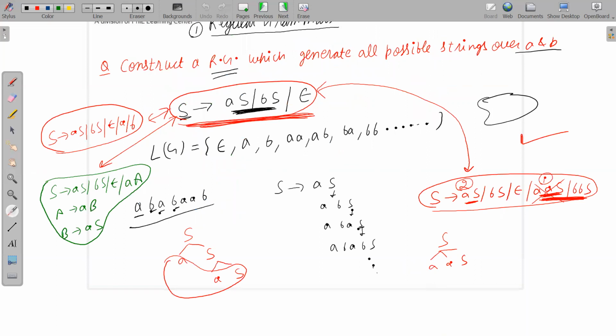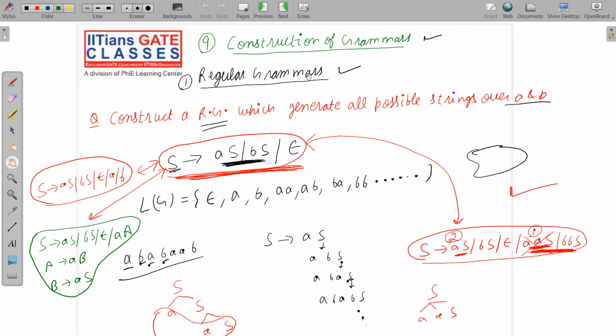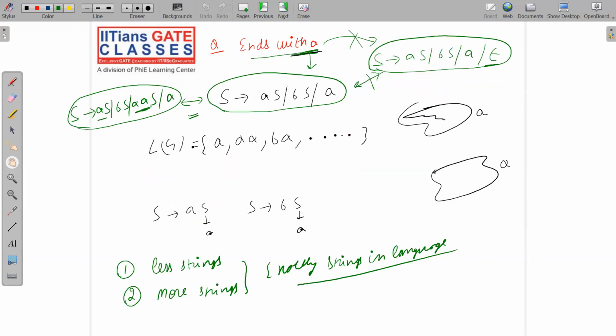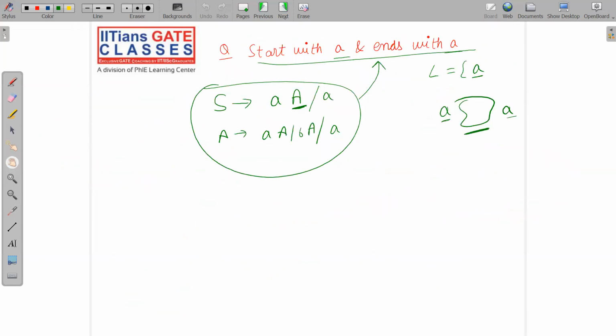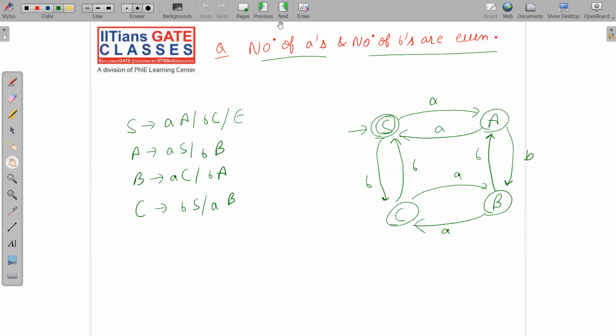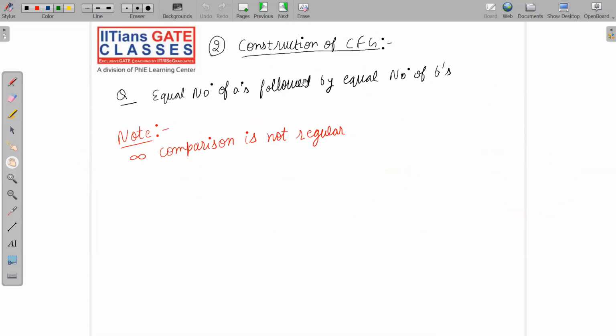Okay, so now next topic we have started, that is construction of grammar. And the first was regular grammar construction. I have shown you many examples for regular grammar construction. And in this lecture itself, we have concluded the regular grammar construction. In the next lecture, we will start with construction of context-free grammars.